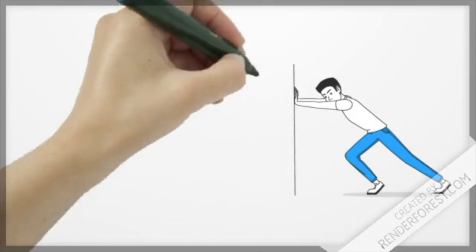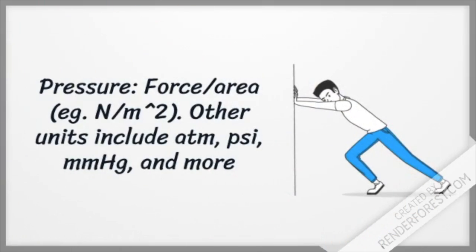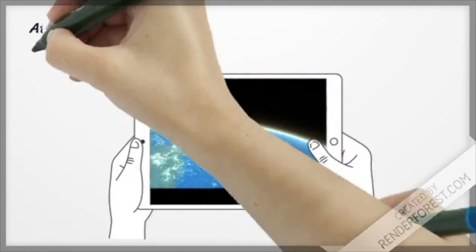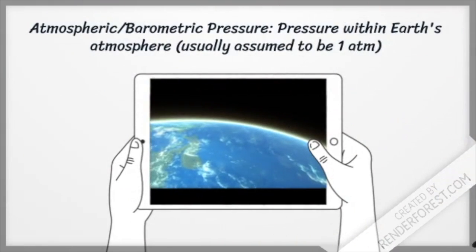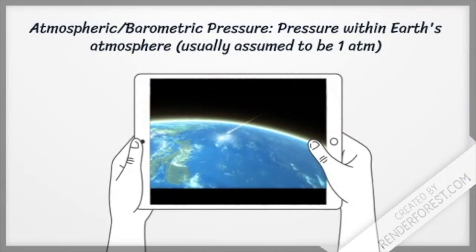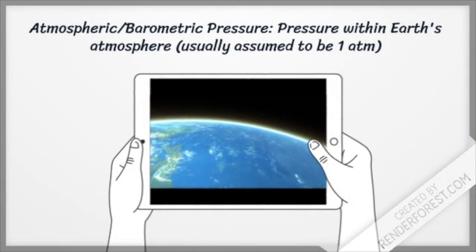Next is pressure. Pressure is the force exerted per unit area, measured in newtons per meter squared. There are many other units of pressure, such as ATM, PSI, millimeters mercury, and more. There are many different types of pressure, such as atmospheric or barometric pressure, which is a pressure within Earth's atmosphere. This is usually assumed to be 1 atmosphere unless otherwise given.